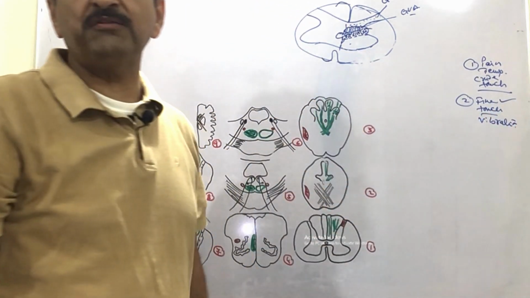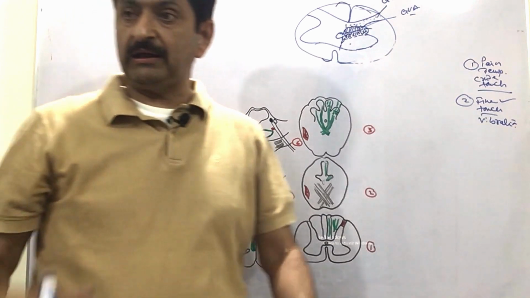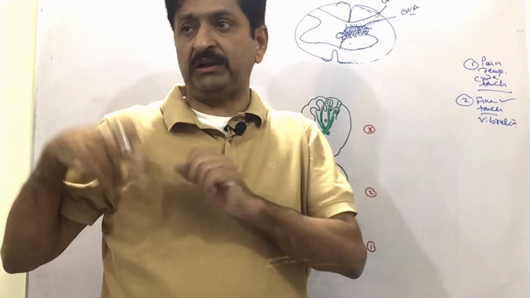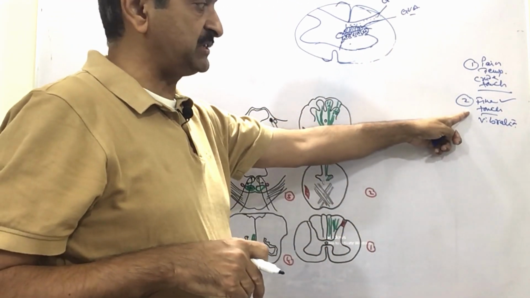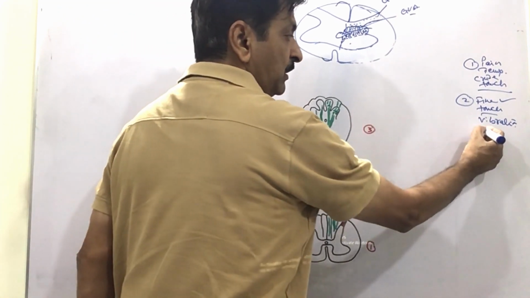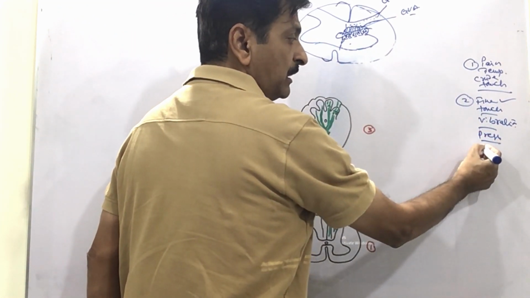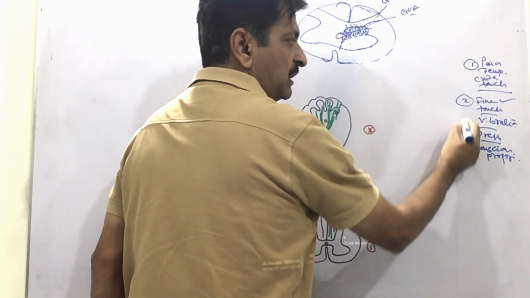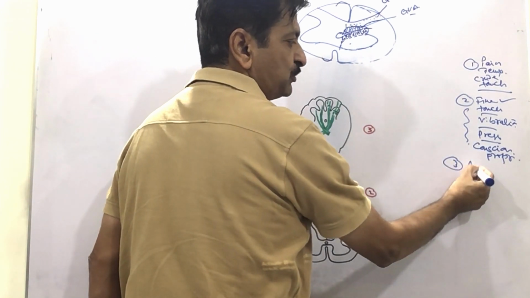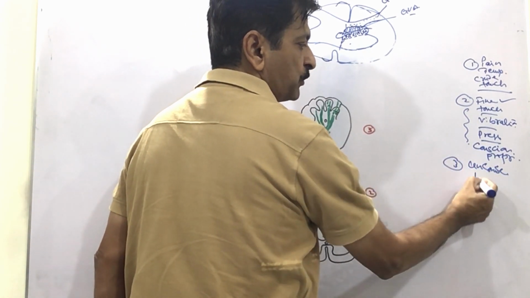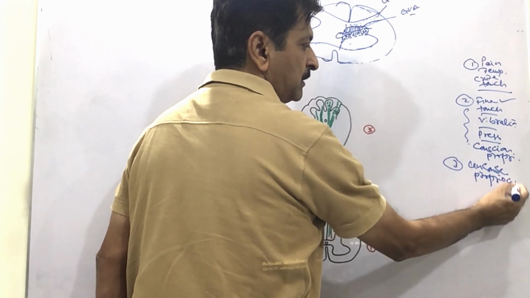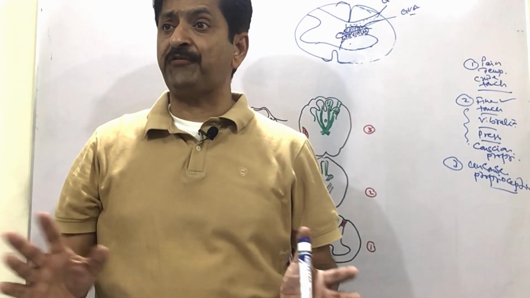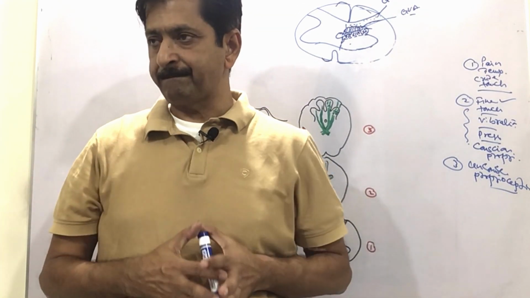Two-point discrimination is the other name for fine touch. It means you can discriminate whether you are being touched at one place at two points or at one. This is what we call fine touch, a two-point discrimination. Then there is vibration, then pressure, and conscious proprioception. This is the second category, and the third category, as you already know, is unconscious proprioception.